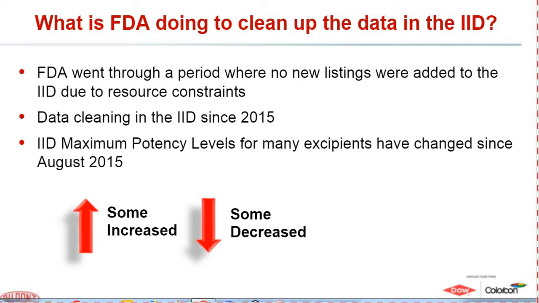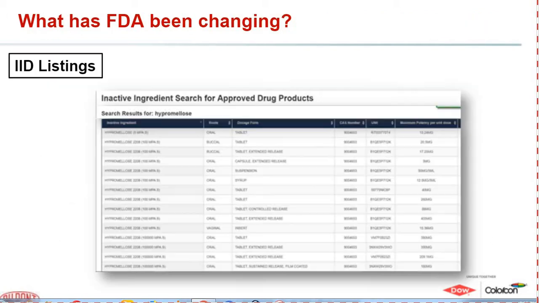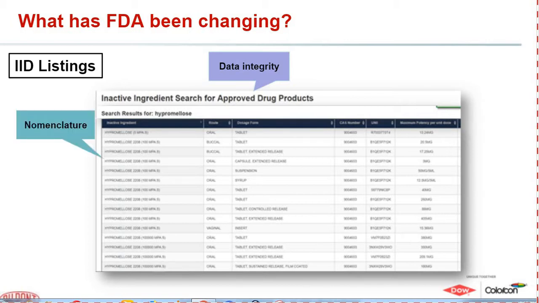Some have increased and some have decreased, but some have also disappeared. So what has actually been changing in the IID? And this has actually been part of FDA's GDUFA goals, is to do the cleanup of the IID. We've seen changes in the IID listings themselves in terms of data integrity. They are actually reviewing past submissions to confirm the data that's in the IID. They're also looking at the nomenclature. They've removed things like trade names, and as we've mentioned previously, they are using the GSRS preferred name.